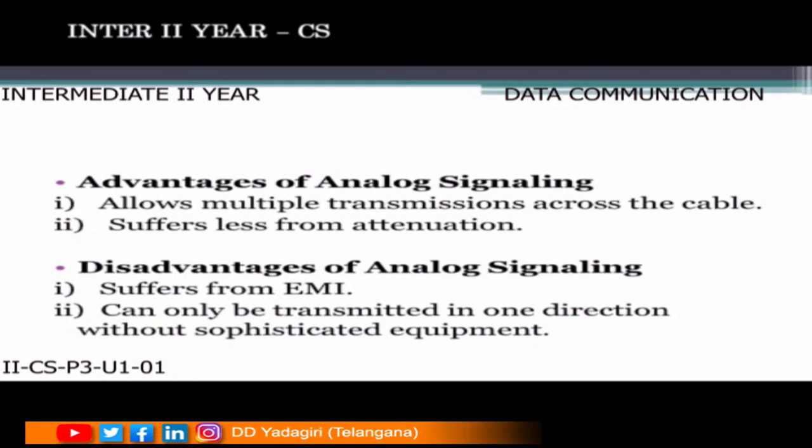Advantages of analog signaling. It allows multiple transmission across the cable. Suffers less from attenuation, which means reduction of force or effect. Disadvantages of analog signaling. Suffers from EMI, electromagnetic interference. It can only be transmitted in one direction without sophisticated equipment.